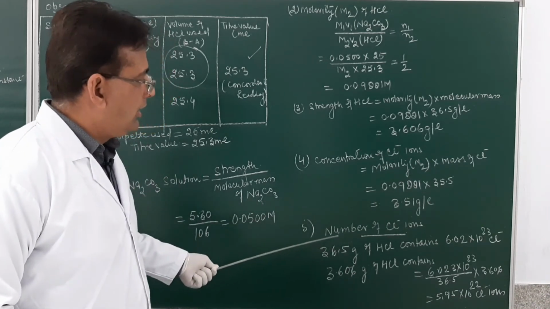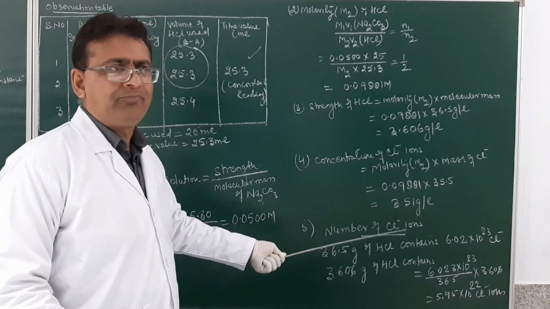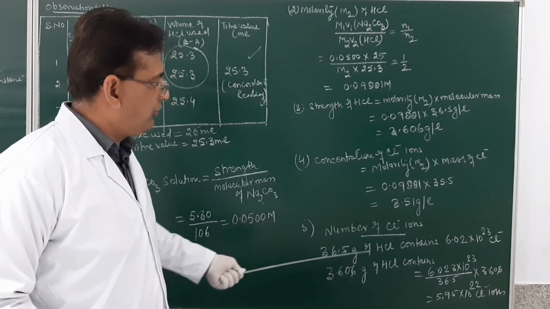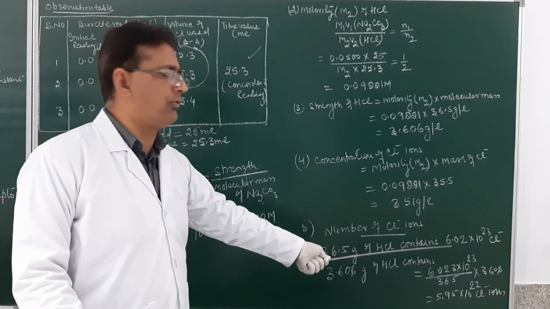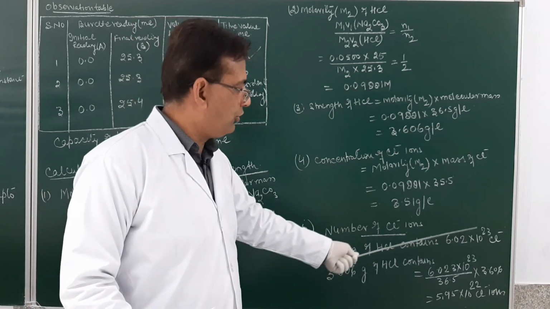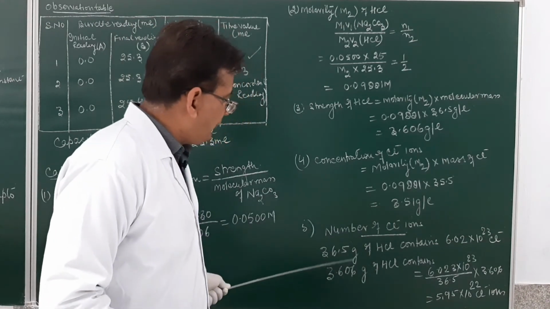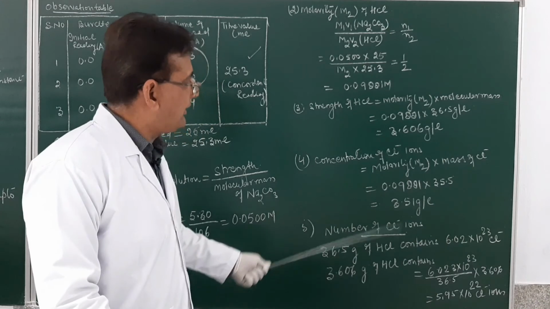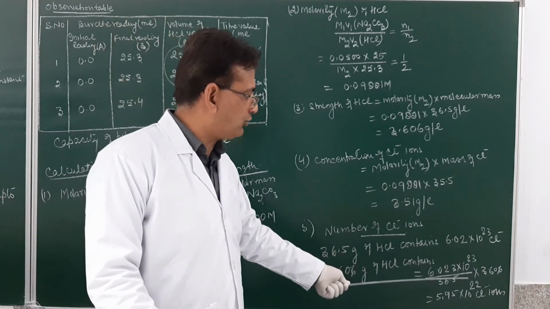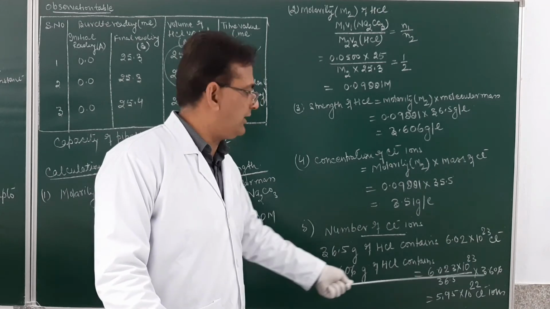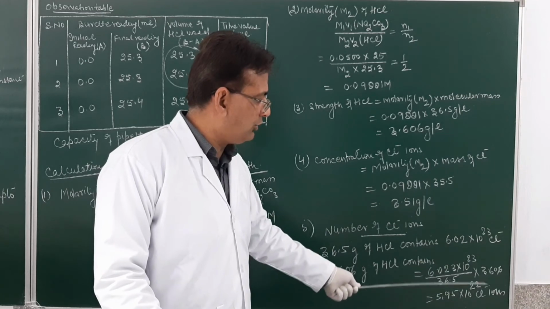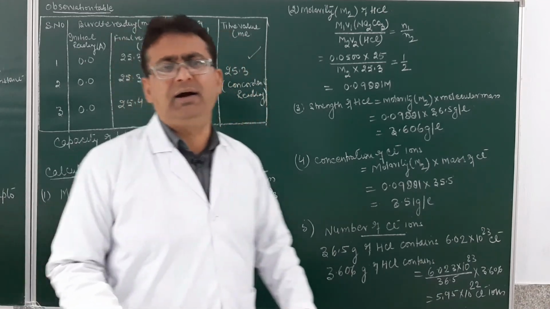And fifth will be, how will you find out the number of chloride ions? What is the mass of HCl? 36.5 gram. 36.5 gram of HCl contains how many chloride ions? As per Avogadro's number, it will be 6.02 into 10 raised to power 23. If it is 3.606 gram of HCl as calculated over here, it will be 6.02 into 10 raised to power 23 upon 36.5 into 3.606. It will come out to be equal to 5.95 into 10 raised to power 22 chloride ions.